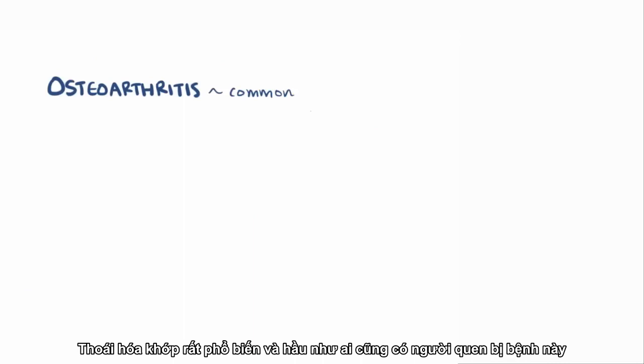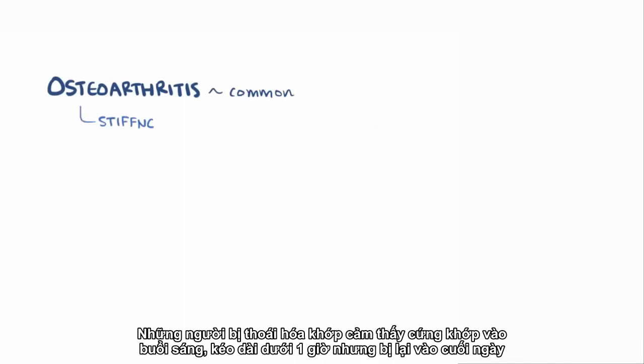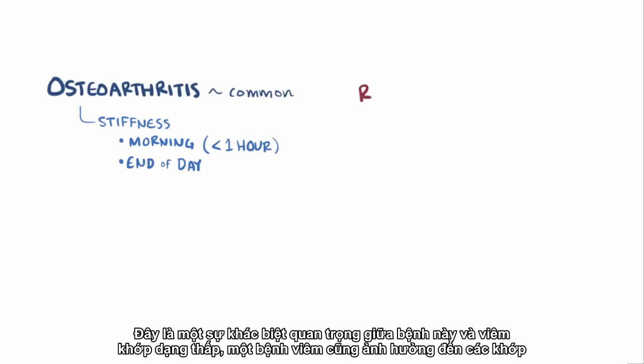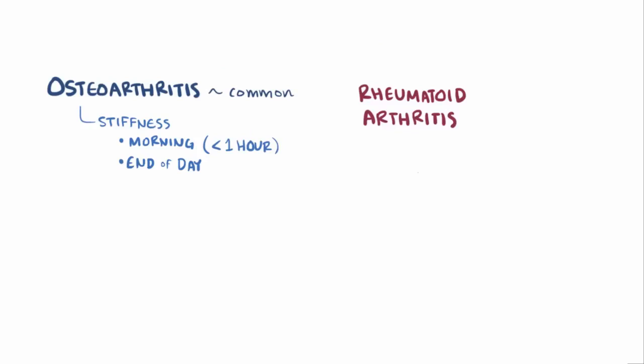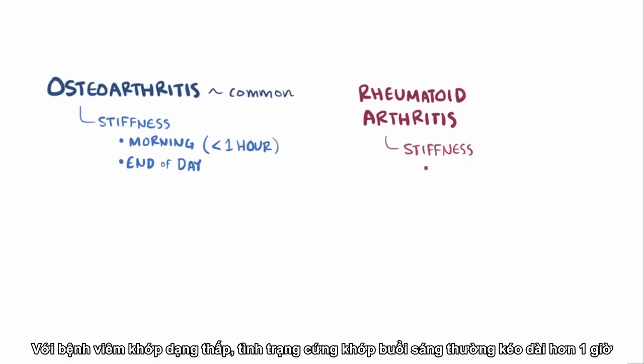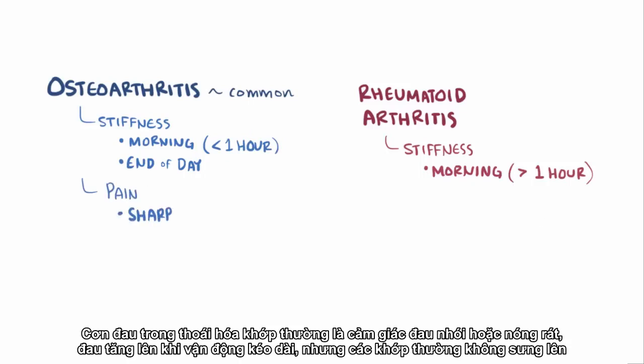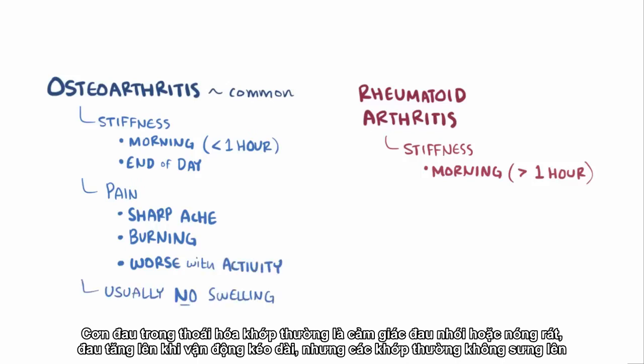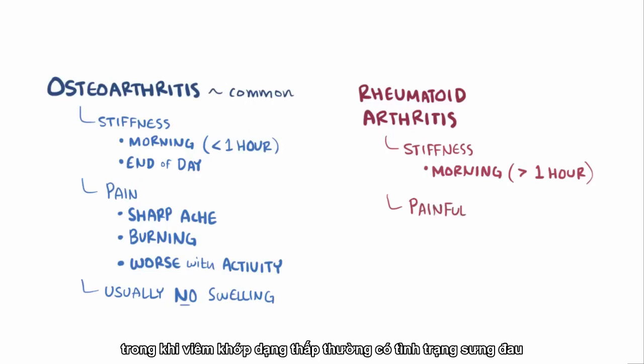Osteoarthritis is really common, and nearly everyone knows someone that suffers from it. People with osteoarthritis often feel stiffness in the morning, which usually lasts less than an hour, but comes back at the end of the day. This is an important difference from rheumatoid arthritis, an inflammatory disease that also affects the joints. With rheumatoid arthritis, morning stiffness usually lasts longer than an hour. The pain in osteoarthritis is usually a sharp ache or burning sensation, which also gets worse with prolonged activity. But usually the joints don't swell, whereas rheumatoid arthritis typically involves painful swelling.